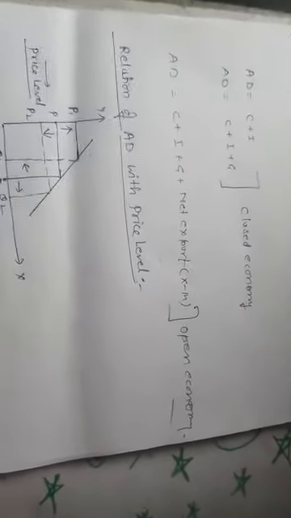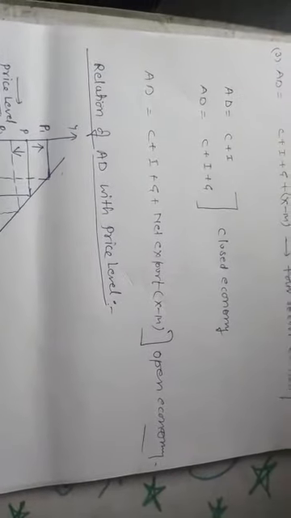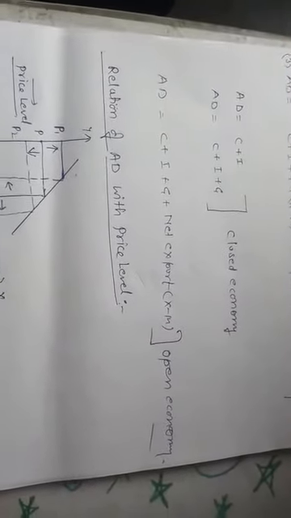So here are three sectors: household sector, production sector and government sector. And in the third equation, AD equal to C plus I plus G plus X minus M, this is called a four sector economy, because in it the external sector is included. Dear students, you should always remember that in the four sector economy the external sector is included.